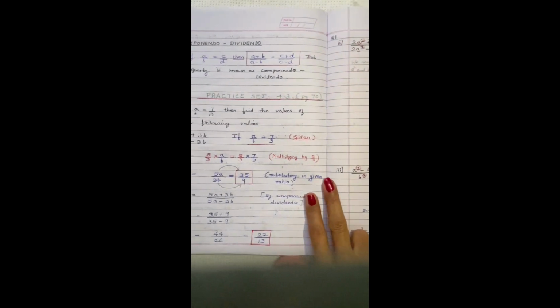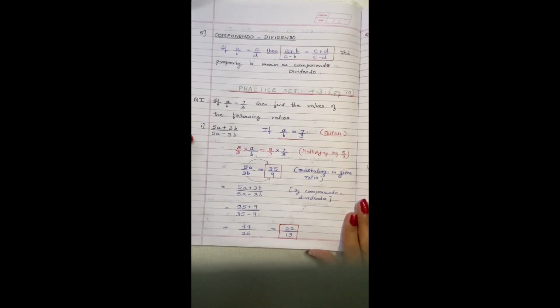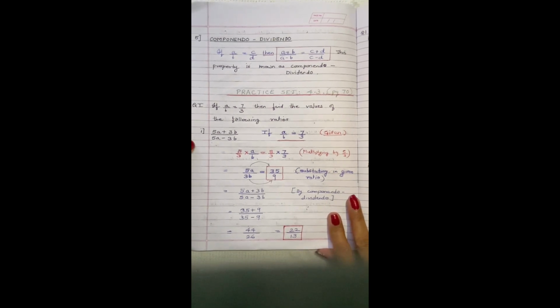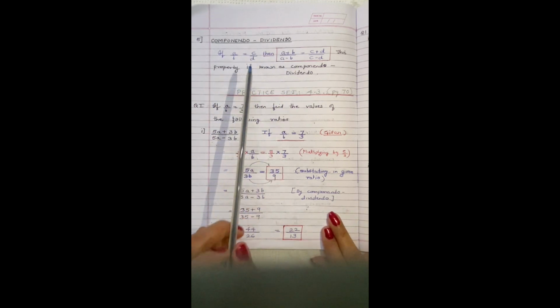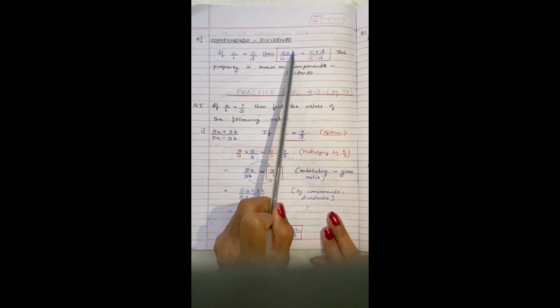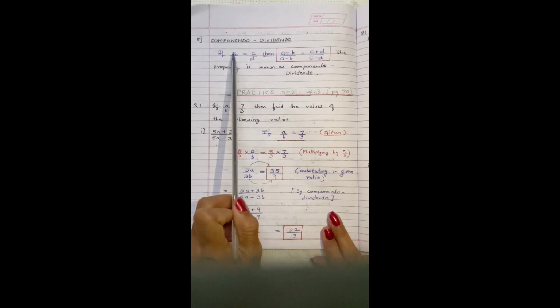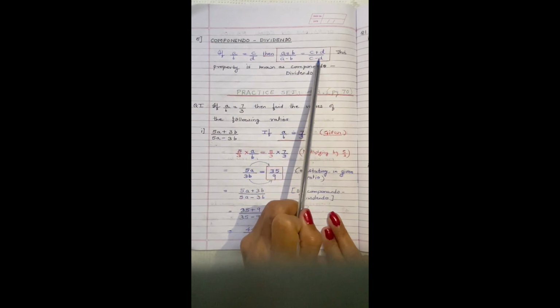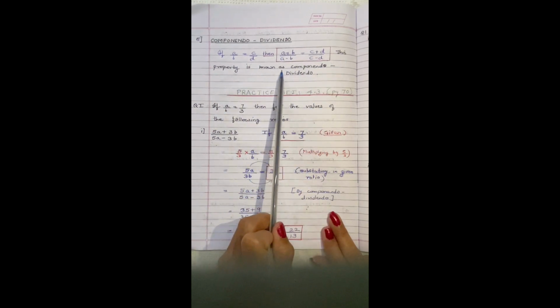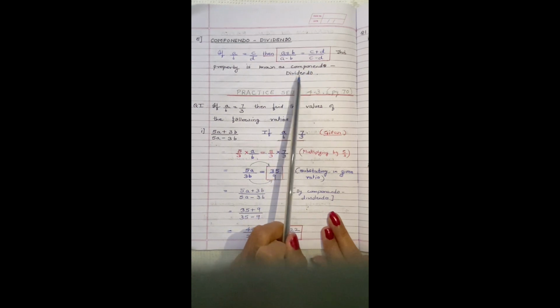Next is the fifth property, that is componendo and dividendo. So if a upon b is equal to c upon d, then a plus b upon a minus b and c plus d upon c minus d. This property is known as componendo dividendo.